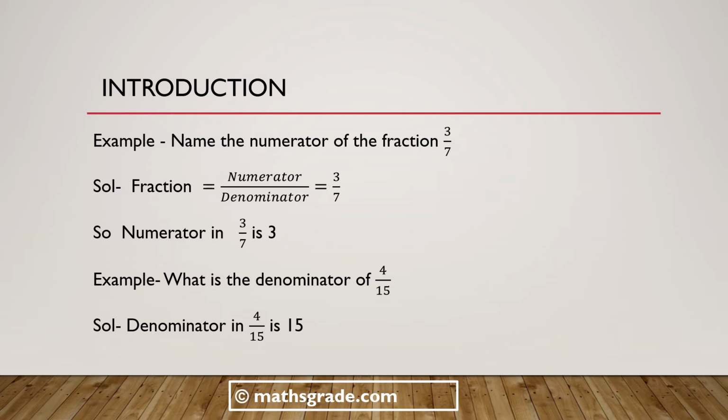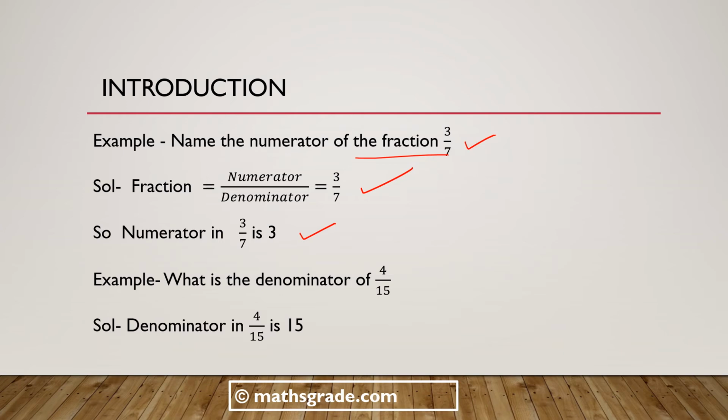Now let's take an example of fraction. Name the numerator of the fraction 3 divided by 7. In the last slide we saw that the numerator is the top number and the denominator is the bottom number. So the numerator in the fraction 3 divided by 7 is 3, and the denominator in the fraction 3 divided by 7 is 7.